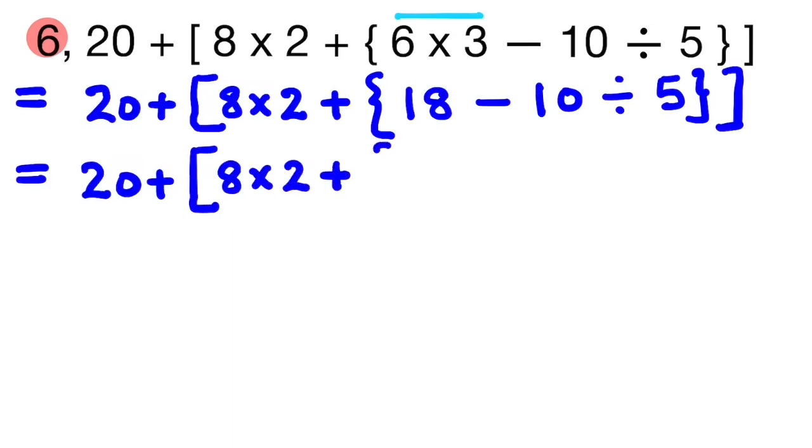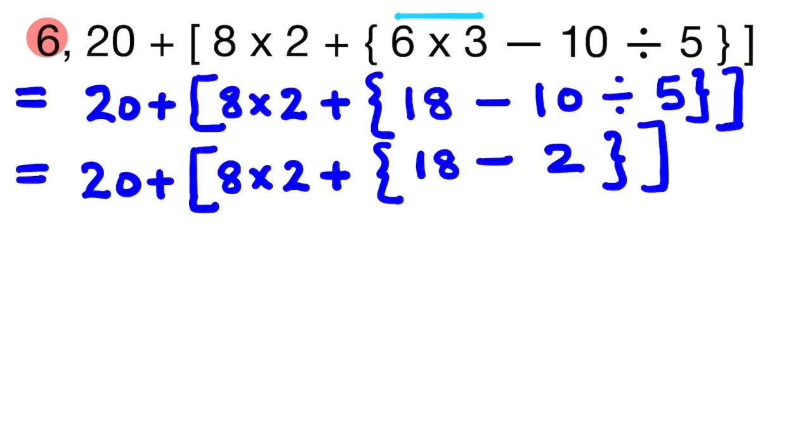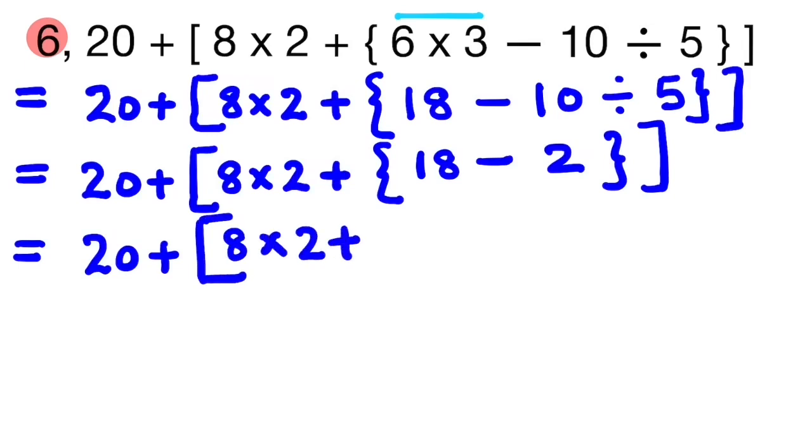Here inside the curly brackets we have two operations, subtraction and division. By the BITMAS rule, we should perform division first, then subtraction. So 18 minus 10 divided by 5, 2. 18 minus 2 is 16.